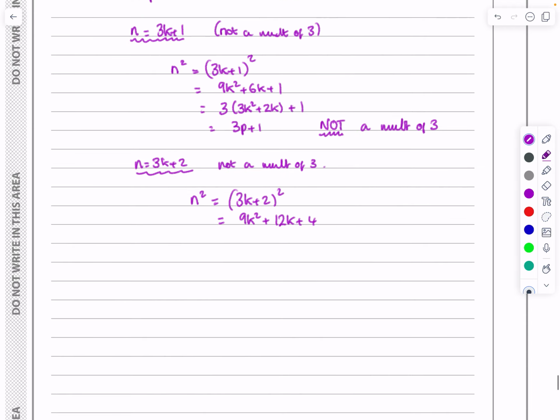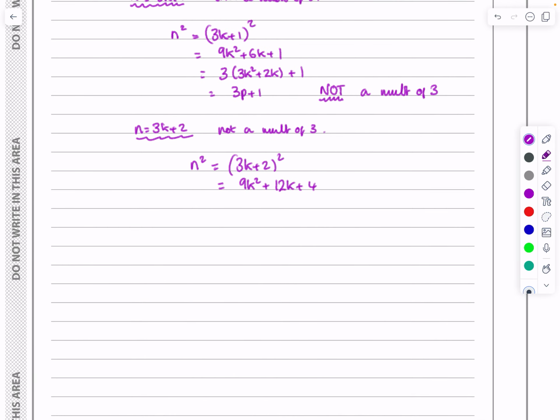Right, what does that work out to be? Well, the quickest way of doing it is just seeing this. This is 9k squared plus 12k. I'm going to split that 4 up into 3 and 1. Why? Because I want to have all this bit being a multiple of 3, so I can get 3p plus 1 again. If you've done enough of these proofs, you'll have seen that a few times around. That's 3 times (3k squared plus 4k plus 1) plus 1. Doesn't matter what's in the bracket, that's 3p plus 1, which again is not a multiple of 3.